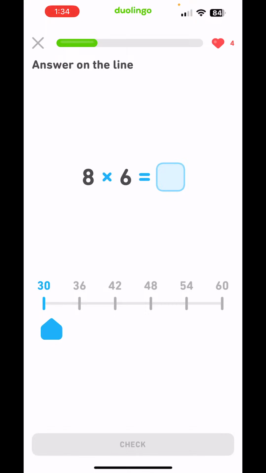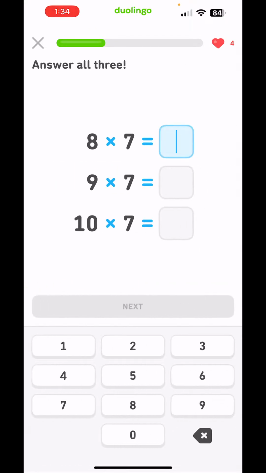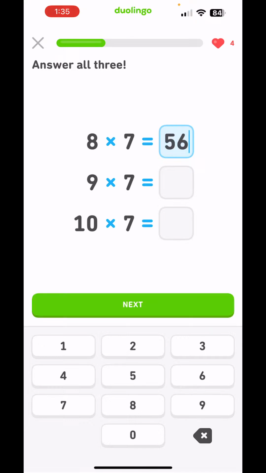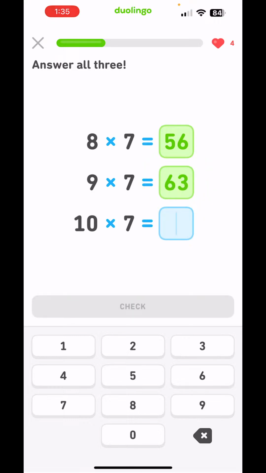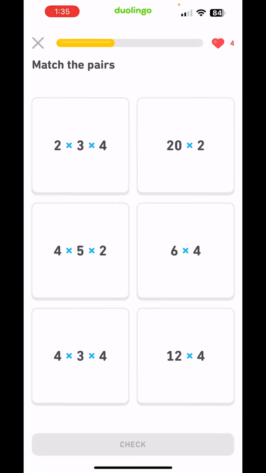All right. So 1, 2, 3. All right. So we have 8 times 7, which is 56. We have 9 times 7, 63. And 10 times 7 is 70. Okay, 5 in a row. So we have 2 times 3, which is 6. 6 times 4 is 24. So that would be which of these?